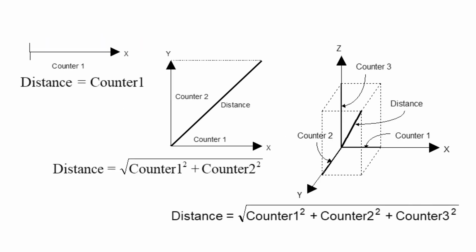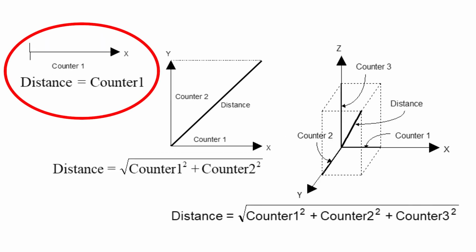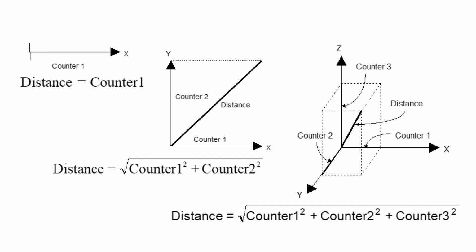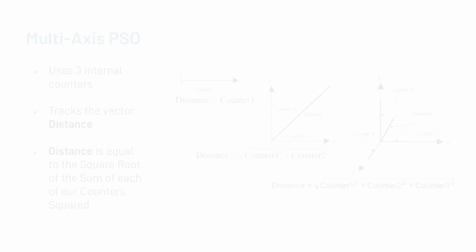And here we can see a good representation of this in our image. Here we can see the single counter, counter number 1, being used for tracking a single axis one-dimensional move. Then, as we move into 2 or 3 axis tracking, more counters are added to give us that 2 or 3-dimensional encoder tracking, but it is still tracking that vector distance, where that distance is equal to the square root of the sum of each of our encoder counters squared.